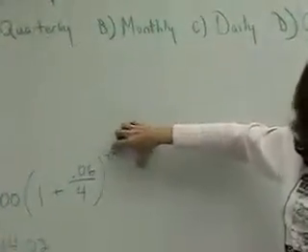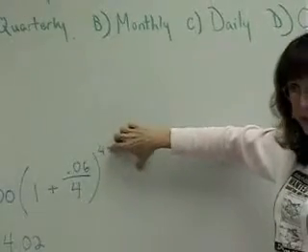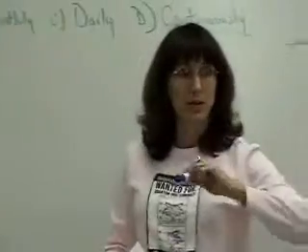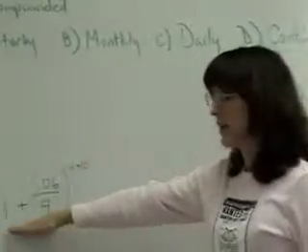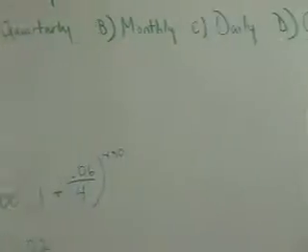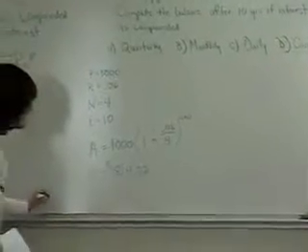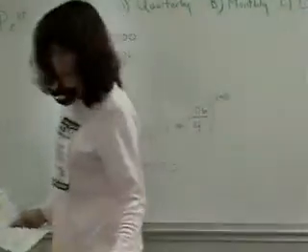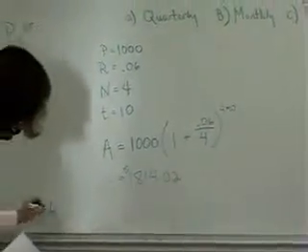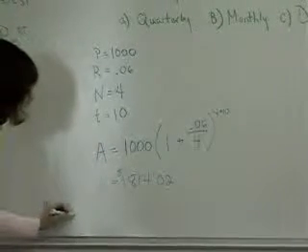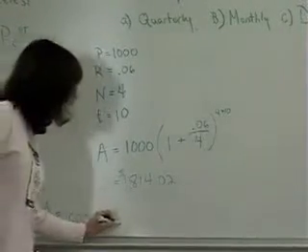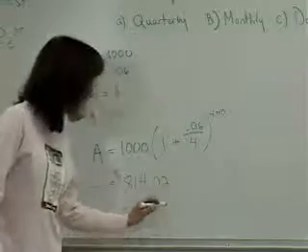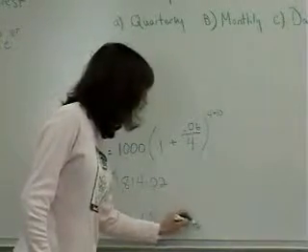The most common error that people make when they put this in their calculator is they forget to put the 4 times the 10 in parentheses. Either go ahead and multiply that in your head and get 40, or if you put it in your calculator, put parentheses 4 times 10 close parentheses, because this whole thing is raised to that. You want to write it in calculator notation: A is equal to 1,000 times parenthesis 1 plus 0.06 divided by 4 close parentheses raised to 4 times 10.